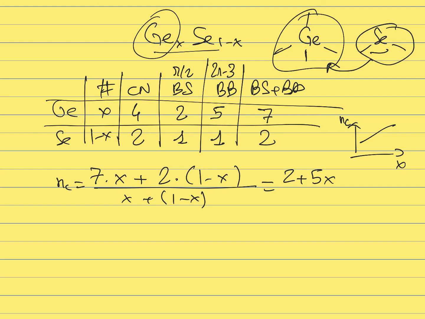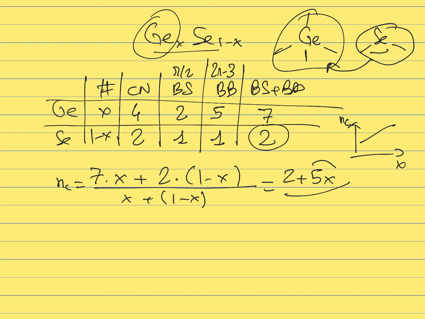So if x equals 0, the number of constraints would just be 2. That's what you would find for pure selenium. Pure selenium has 2 constraints per atom. But as you increase germanium, this number is going to increase because germanium has a higher coordination number, so that would increase the average number of constraints per atom.